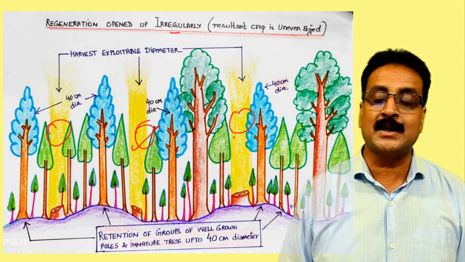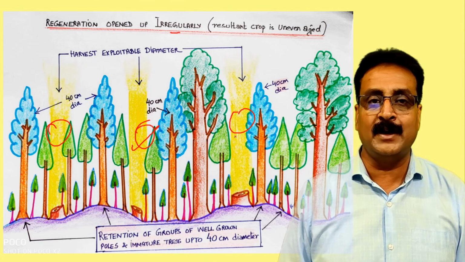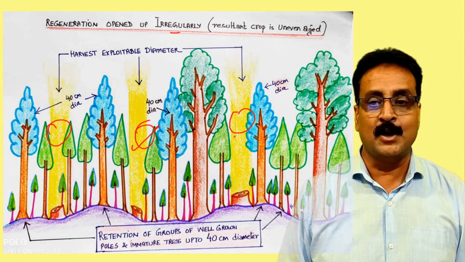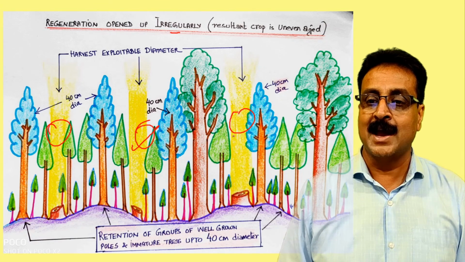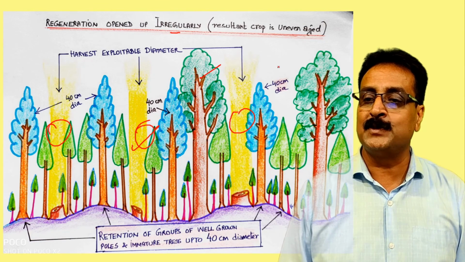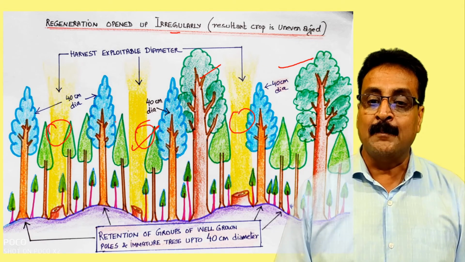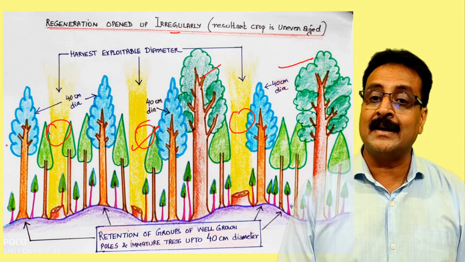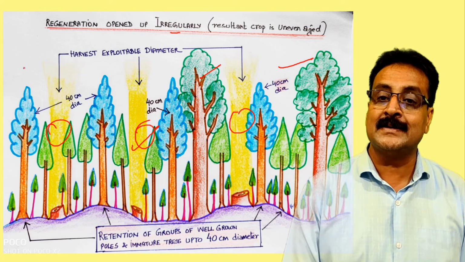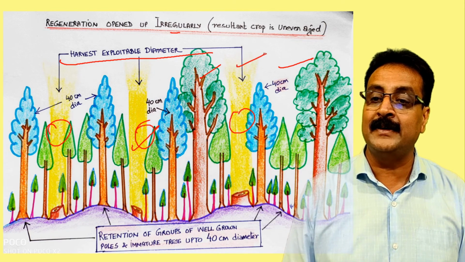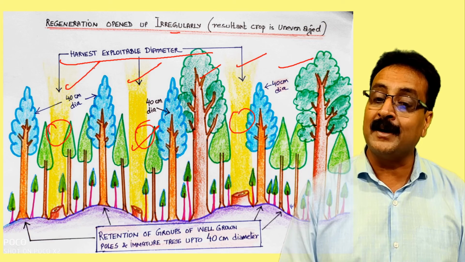These are the crops which are already of exploitable diameter, and we can go for revenue from this tree species. And this is the tree species which we will fell in the coming next felling. But here what I want to tell is that this harvested exploited diameter, we fell it, but retaining what?